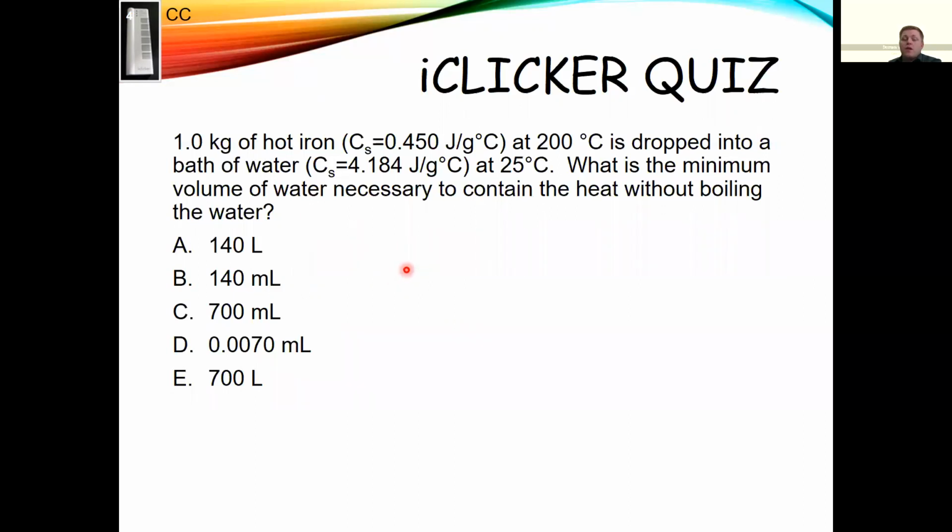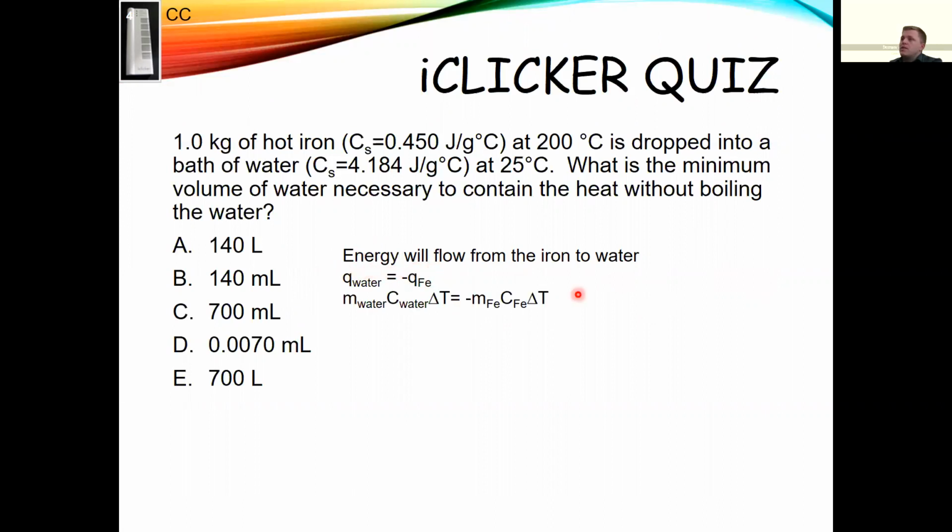Okay, if you want to pause here and try and work this problem yourself, you're free to. All we got to remember is that energy will flow from the iron into the water. That means we're going to put a negative sign in front of the heat of our iron, and a positive in front of the heat for the water. We're going to substitute our mC delta T equations in here. Now you'll notice that the delta T does not have subscripts for water and iron, so always just remember that they almost always change by different amounts of temperature.